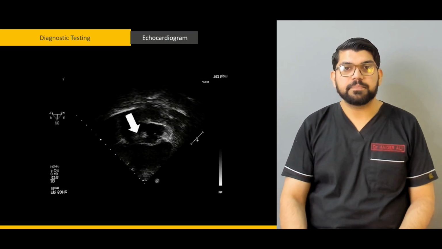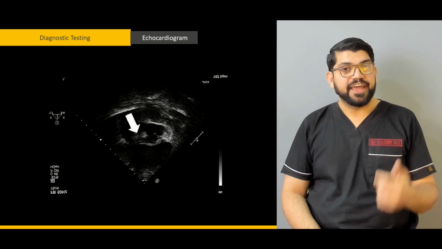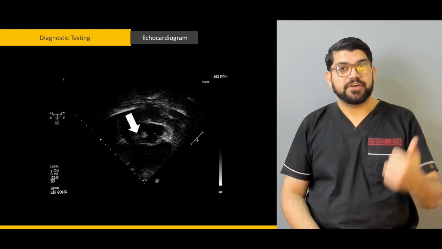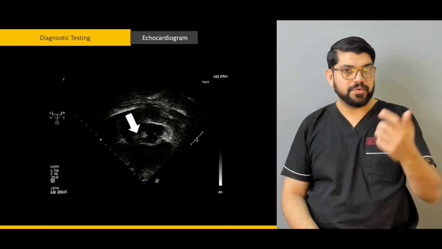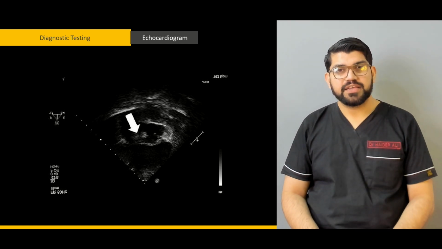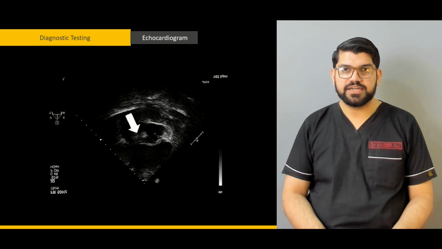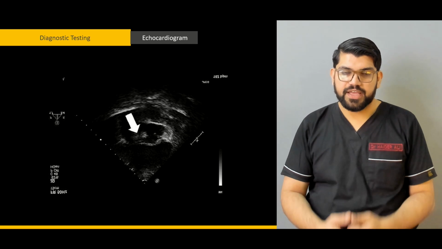So echocardiogram shows the level of ejection fraction, any valvular heart diseases, pericardial effusion, any recent MI, decrease in ejection fraction, any wall motion abnormalities. These are seen on echocardiogram.